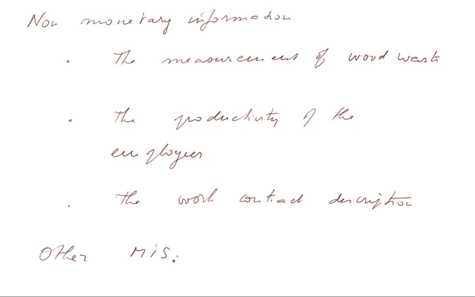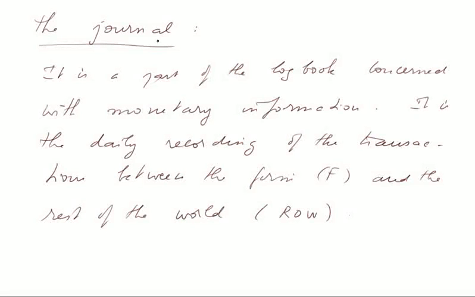Let's look now at an important and formal concept in accounting, the journal. The journal, it is a part of the logbook concerned with monetary information. The logbook is an informal term that I'm using in this course, but it's not an official one in accounting, whereas the journal is an official term and concept in accounting.